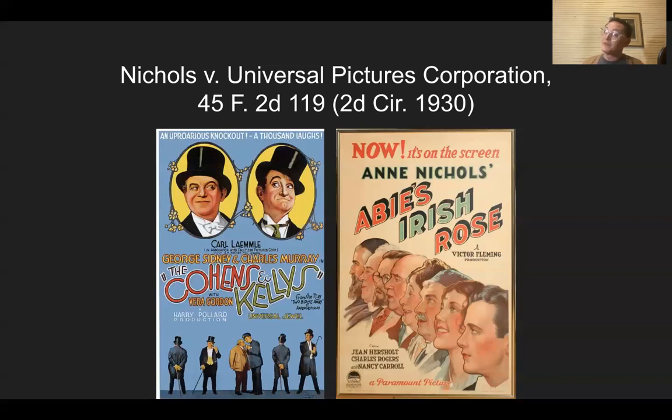In other words, once again, what we really see here is the copyright owner of The Cohens and the Kellys really objecting to competition, right? Somebody else telling a similar story, not so much objecting to somebody actually copying the story they told, right? They didn't want anyone using the genre or writing in the same space as themselves, even though the Universal Pictures film didn't copy the specific story that they actually told.